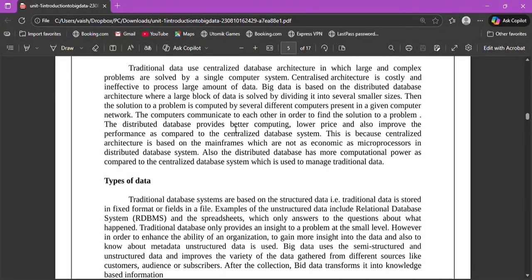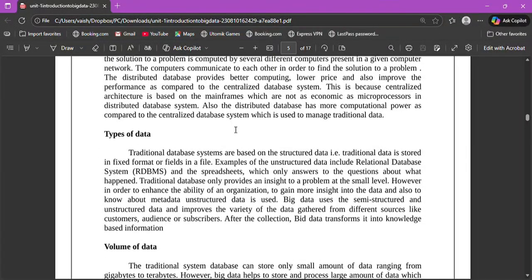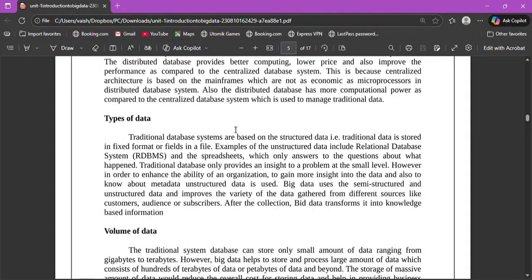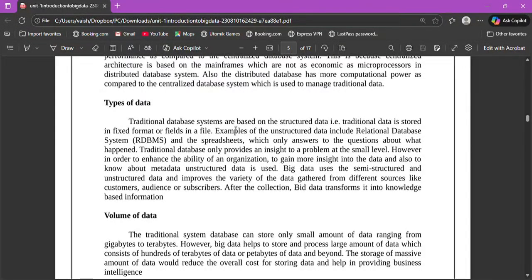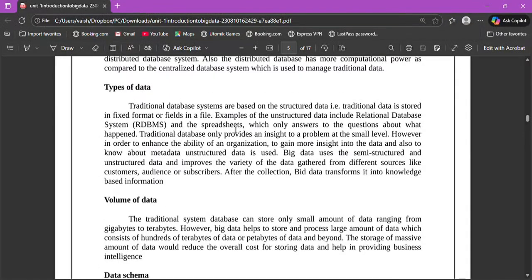Now, what are the types of data? Traditional database systems are based on structured data. Traditional data is stored in a fixed format or fields in a file. Examples of structured data include relational database systems (RDBMS) and spreadsheets, which only answer the question about what happened. Traditional databases only provide an insight into a problem at a small level.